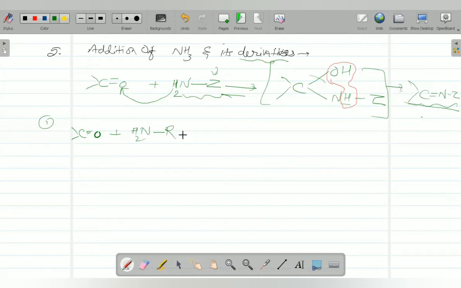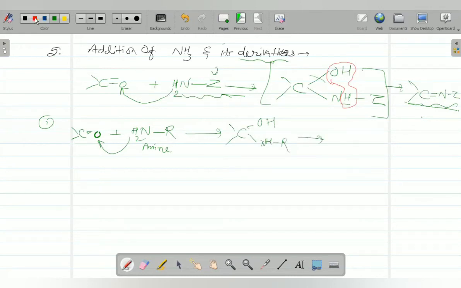R means it's an amine, methylamine, ethylamine, whatever. So what is the mechanism? H attacks this oxygen. So what is the product? OH and the remaining is what? NHR.